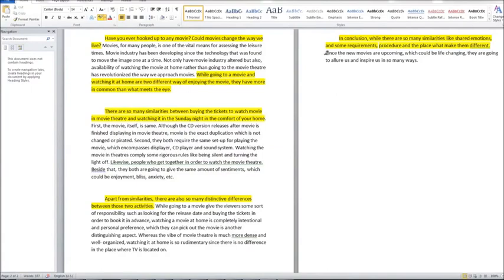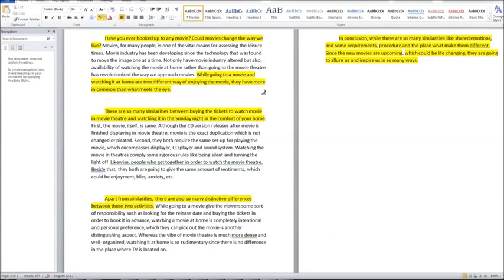without using this method. So in the last paragraph, the last sentence says, since the new movies are upcoming, which could be life-changing, they're going to allure us and inspire us in so many ways. So it may sound different or odd, because in this essay we're talking about the differences and similarities between going to a movie theater and watching a movie at home. But our last sentence does not refer to what we're talking about.